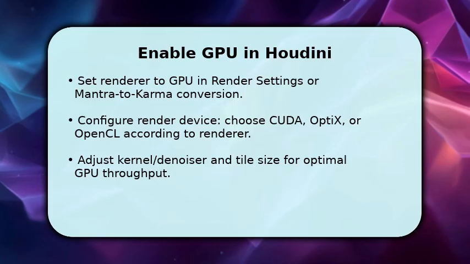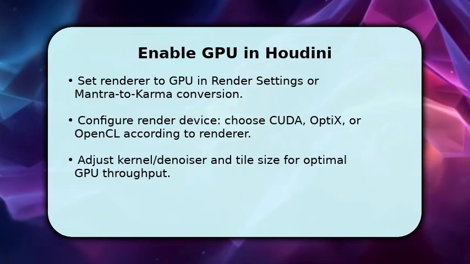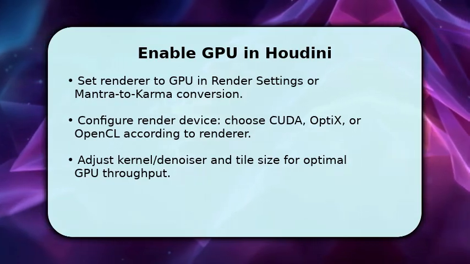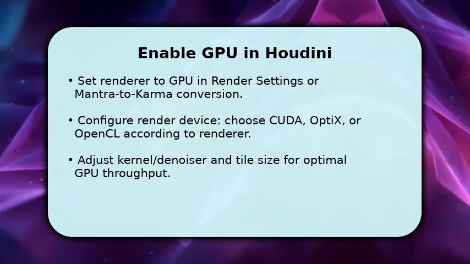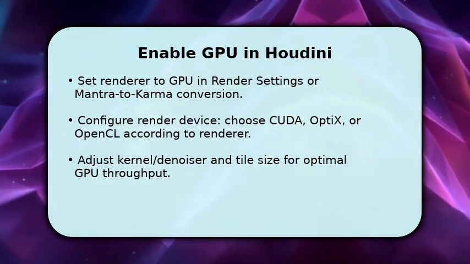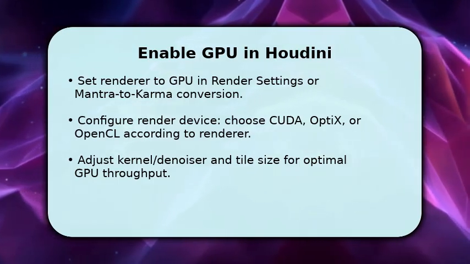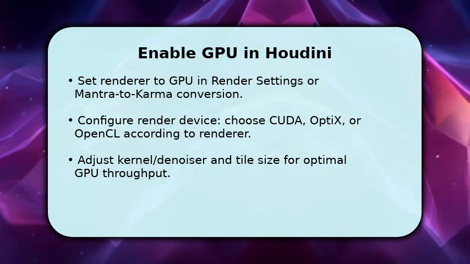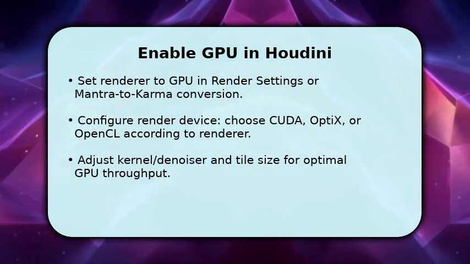Next, configure render parameters. Pick tile or bucket sizes that keep GPU busy. Larger tiles often help on high memory cards. Tweak kernels and denoiser options to use GPU acceleration as well. Make sure shader compilation targets the GPU. Otherwise, Houdini will fall back to CPU and you lose.